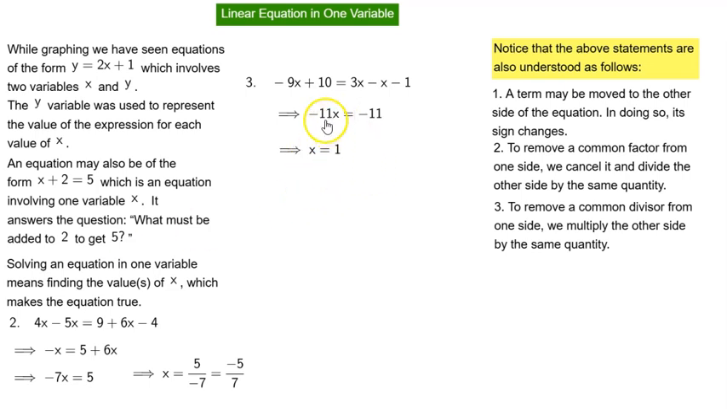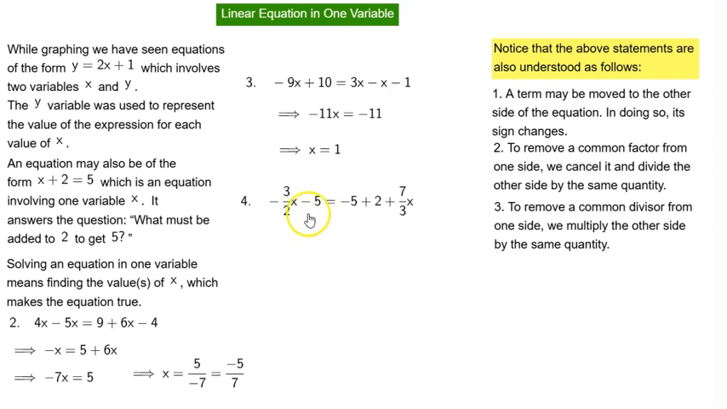And minus 11 goes to the other side, and we end up dividing minus 11 by minus 11. They both cancel out and x is equal to 1.